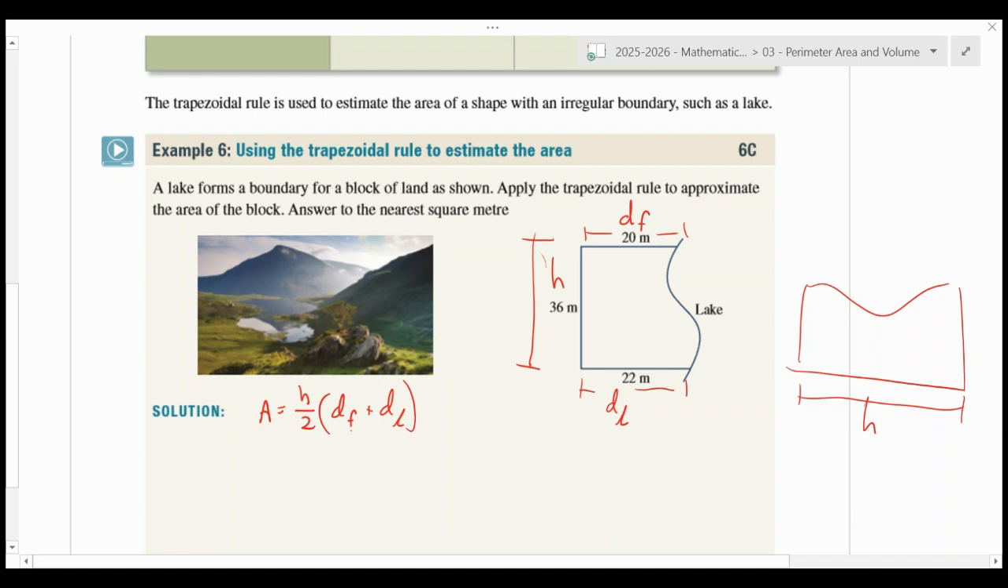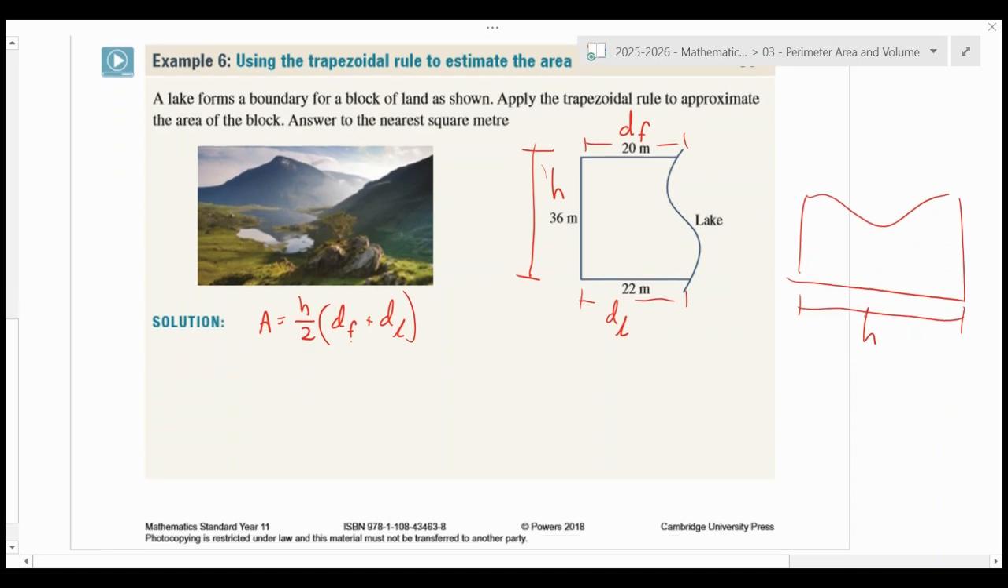Cool. All right, so in this particular case, we've written down the formula. We're now going to write down what we know. So H equals 36, DF equals 20, and DL equals 22. We're then going to substitute in. So we've got area equals 36 over 2 outside of 20 plus 22.